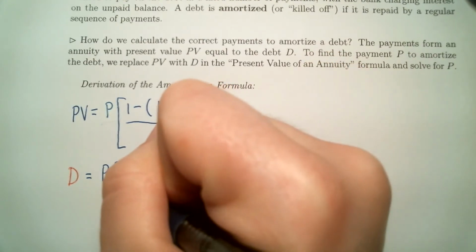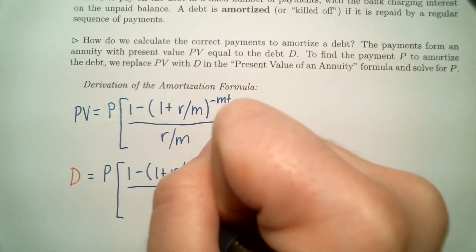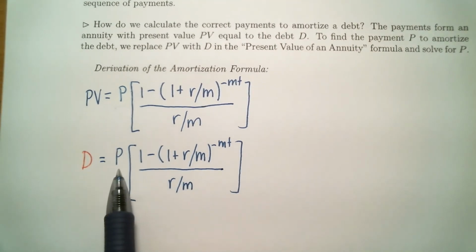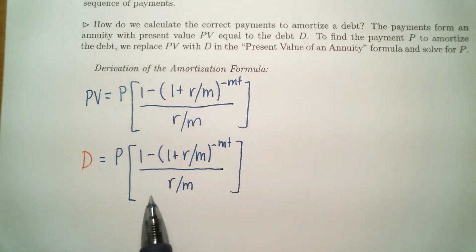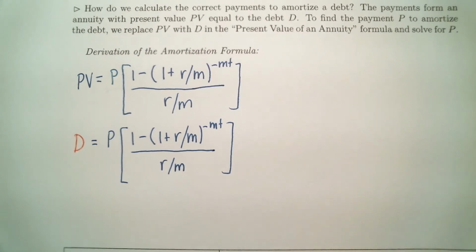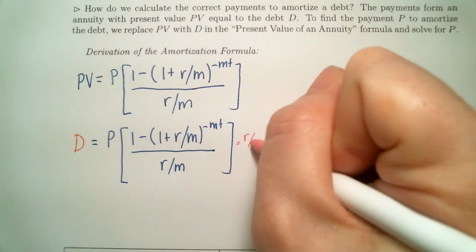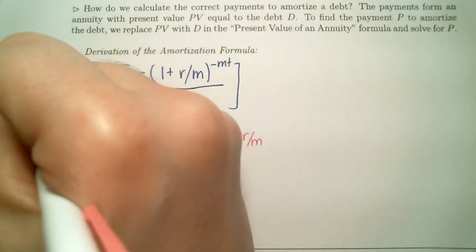And then all we need to do now is solve for P. So we need to get P by itself. P is multiplied by all this stuff, so it's going to take a little bit of work here. But what we're going to do is first try to get rid of this fraction one step at a time to get P by itself. So on this right side, we are dividing by R over M. To undo that, we're going to multiply both sides by R over M.